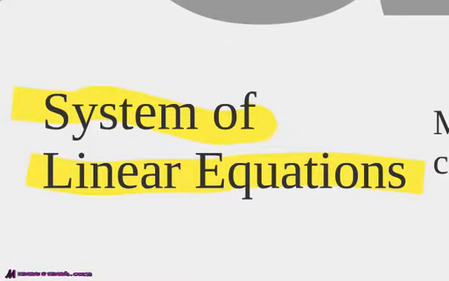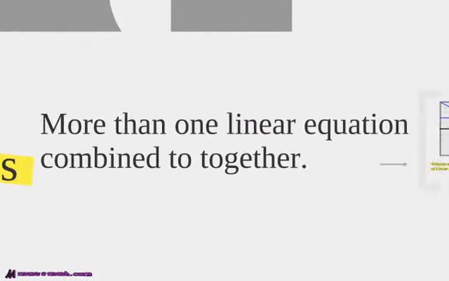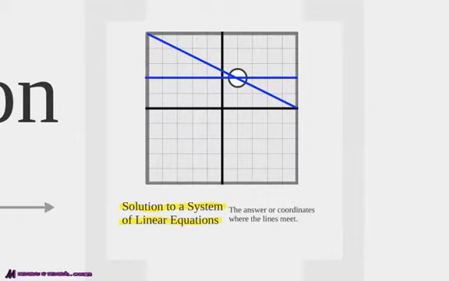Well, a system of linear equations, let's talk about what it actually is. It's just more than one linear equation combined together on one graph. It's got to be on one graph. Otherwise, you're not going to really be able to see it.